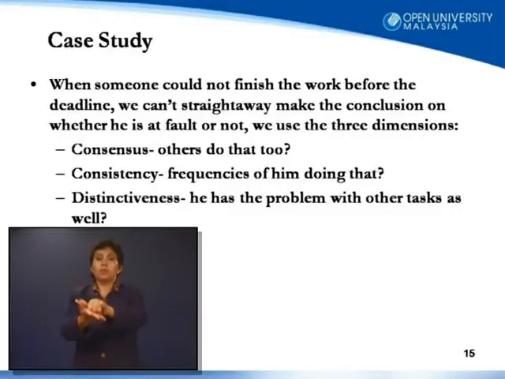Okay, so let's say you are a teacher and someone just hands in the assignment late. The first question: you wouldn't blame that person straight away. First, there is a mind process going on in how you evaluate something. So the first one is consensus: do others do that too? Next one is the consistency: is it consistent? Next one is the distinctiveness: does he have a problem with other tasks as well? After that, we make a conclusion.